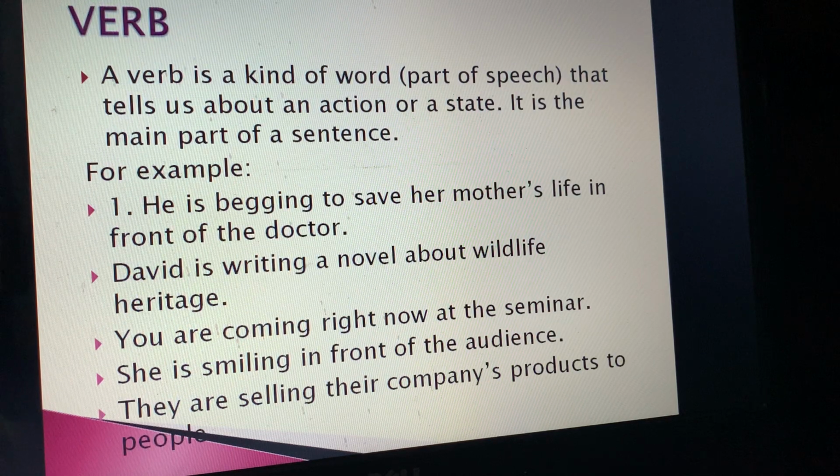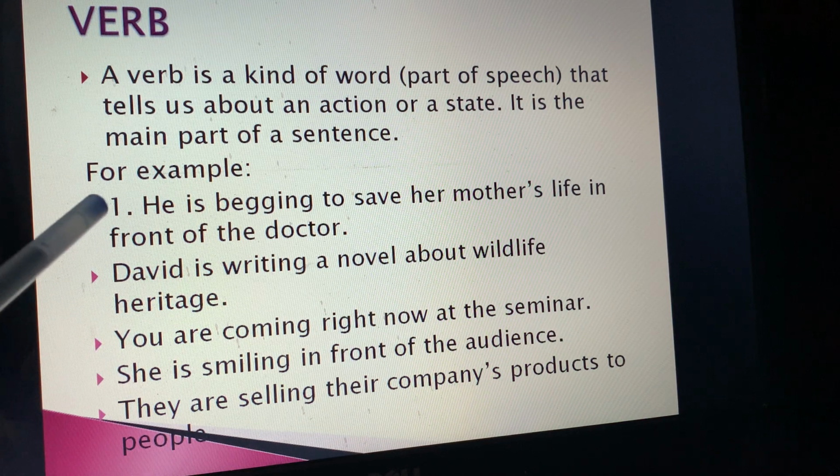Now let us talk about verb. What is verb? Verb is a kind of a word, means basically it is a part of speech that tells us about the action or the state of being. Means it tells about what action is going on. Jumping, swimming, eating, dancing. Means it tells us what thing we are doing, what action is going on. So that is basically a verb. Now look at the examples. It can be main verb, it can be helping verb also.